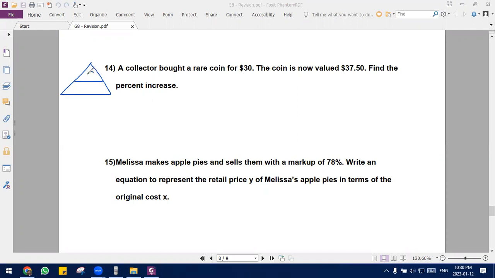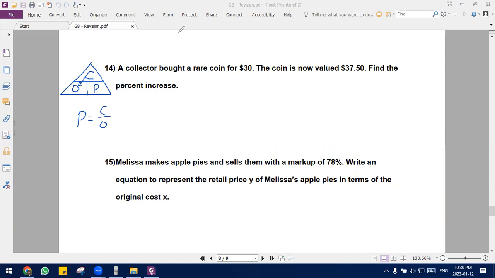So I know that the change is equal to what? The original times the percent. Or the percent is equal to change over the original value. And so on. You can use that triangle. Now here they're asking me for the percent increase. So they asked me to find P. So let's write the equation. P is equal to C over O, which means the change over the original value.